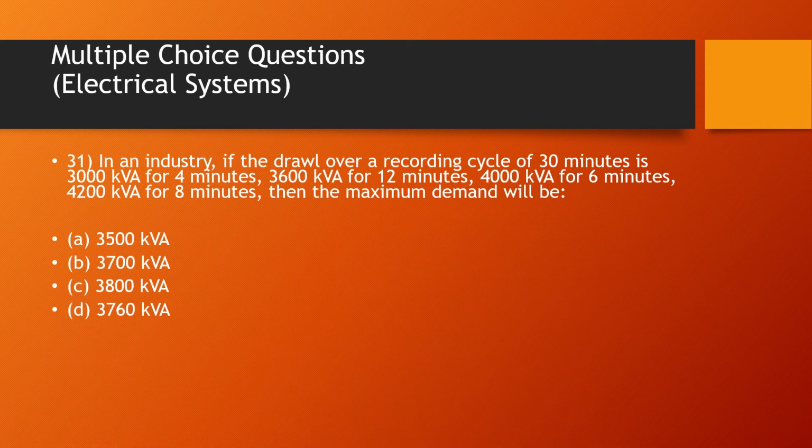Now coming to the next question, in an industry, if the drawal over a recording cycle of 30 minutes is 3000 kVA for 4 minutes, 3600 kVA for 12 minutes, 4000 kVA for 6 minutes, 4200 kVA for 8 minutes, then the maximum demand will be: option A is 3500 kVA, option B is 3700 kVA, option C is 3800 kVA, option D is 3760 kVA. And the answer to this question is option D, that is 3760 kVA.